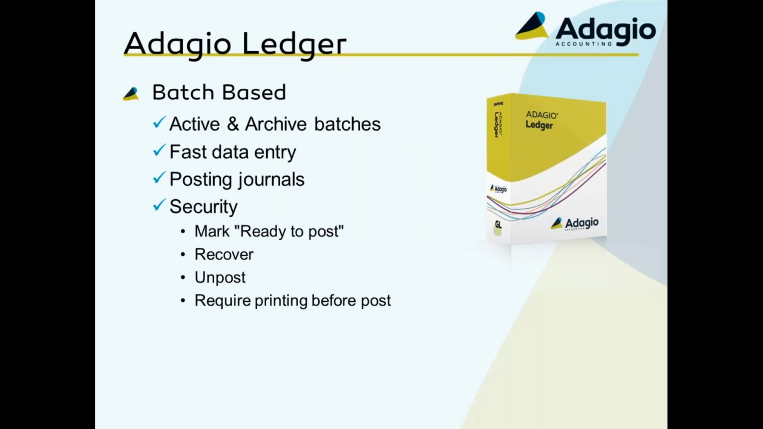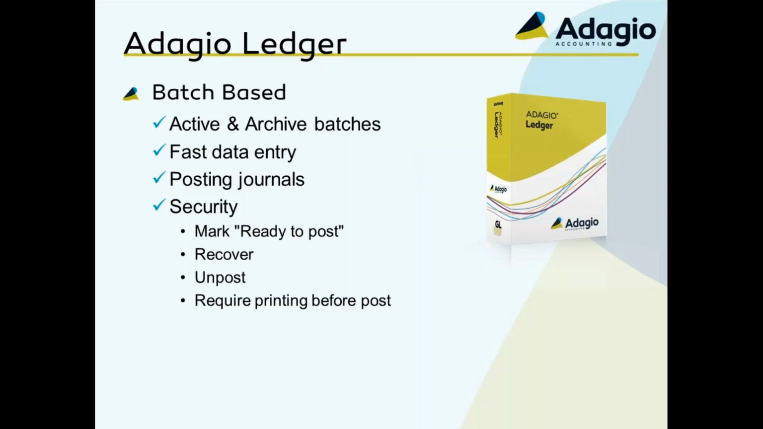I've mentioned before that we're batch-based. We have both active and archive batches, so your recurring entries can all be sitting in an archive batch, and you can retrieve them and then post them, changing the fiscal period, changing the description, changing the reference. We have full posting journals. We have batches marked ready to post, so you can be halfway through entering a batch and it won't be posted until someone comes along and marks it ready to post.